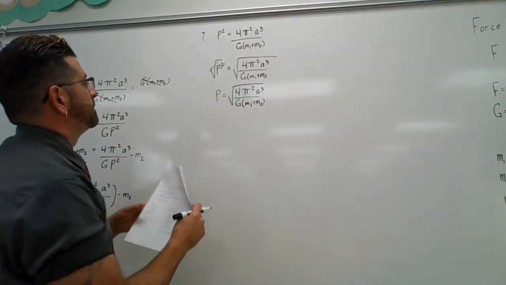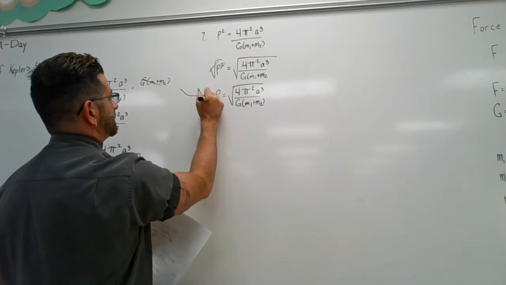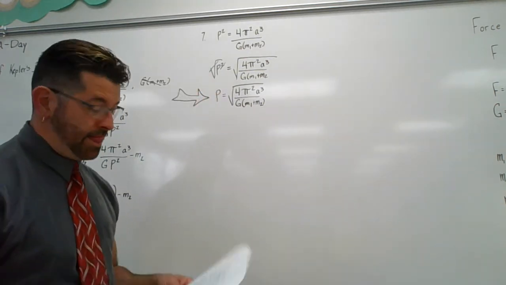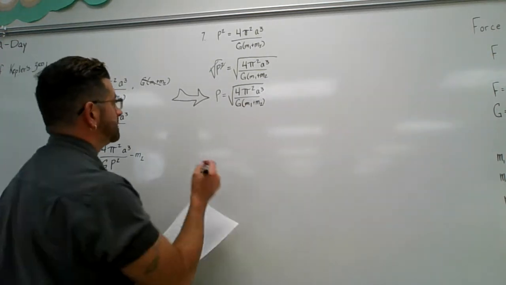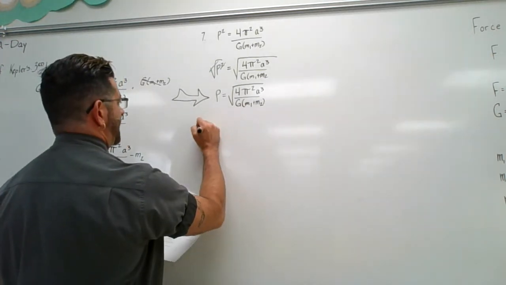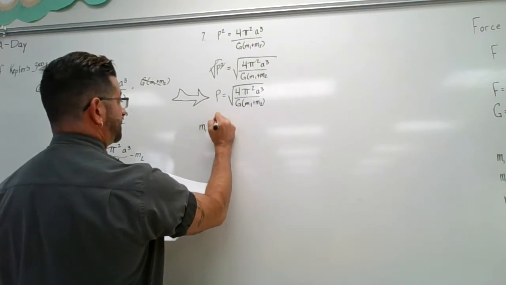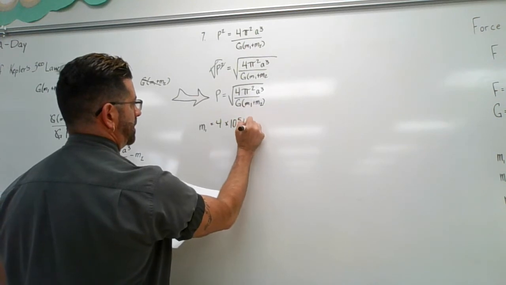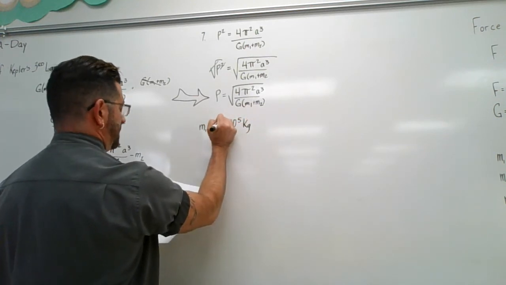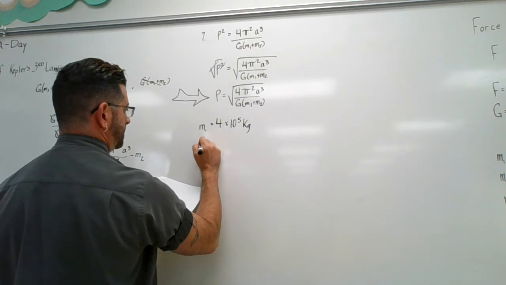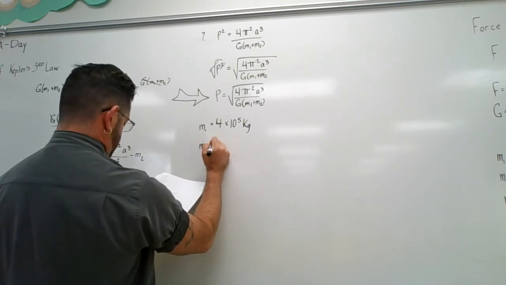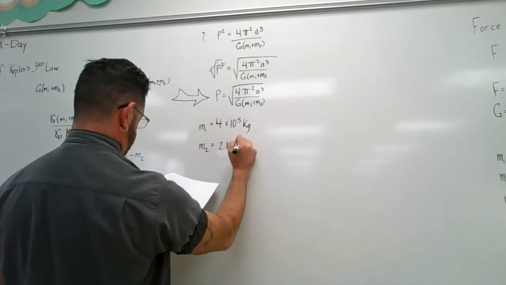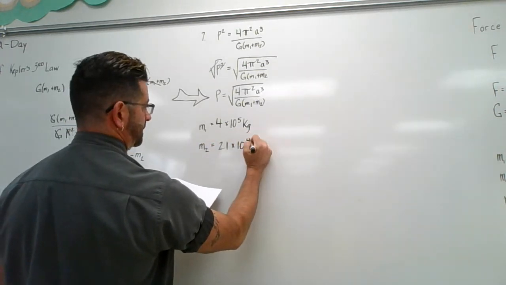There's your formula. Here's the one you're going to use right here. Here it is. Got it? So now we take our numbers. We got G, of course. And we have the mass of the first object, m1, which was equal to 4 times 10 to the 5th kilograms. And then m2, which is equal to 2.1 times 10 to the 4th kilograms.